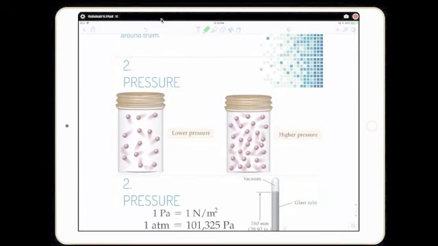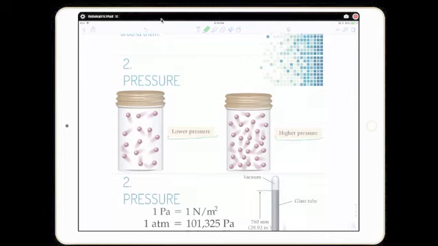And here are some more images showing you what conditions would have lower or higher pressure. Fewer particles would have lower pressure, more particles would have higher pressure.